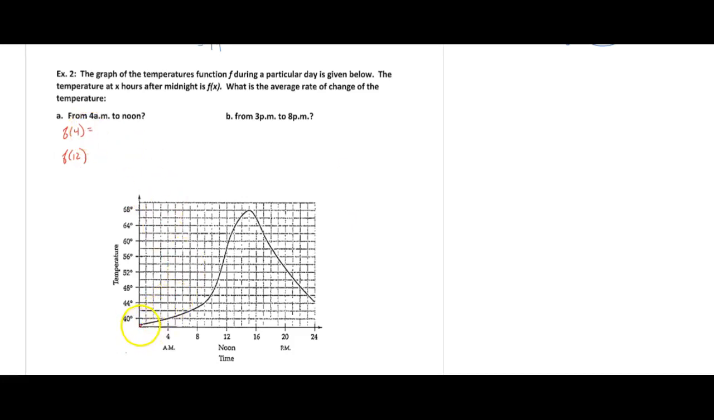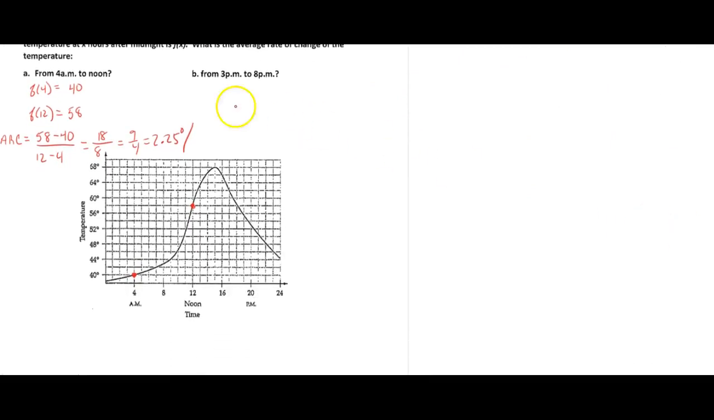Okay? So f of 4, if I go to 4 on the x-axis, I'm looking at this point right here. What is the y value? That is 40 degrees. Then f of noon, if I go up here, that's 12. That puts me at 58 degrees. Now I can go ahead and evaluate the average rate of change. The average rate of change is 58 minus 40 over 12 minus 4. What does that give me? 18 over 8, which would simplify to 9 over 4, which is 2.25 degrees per hour.